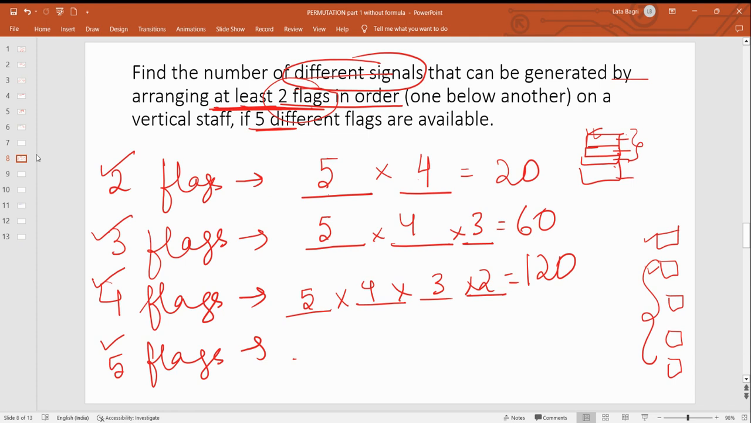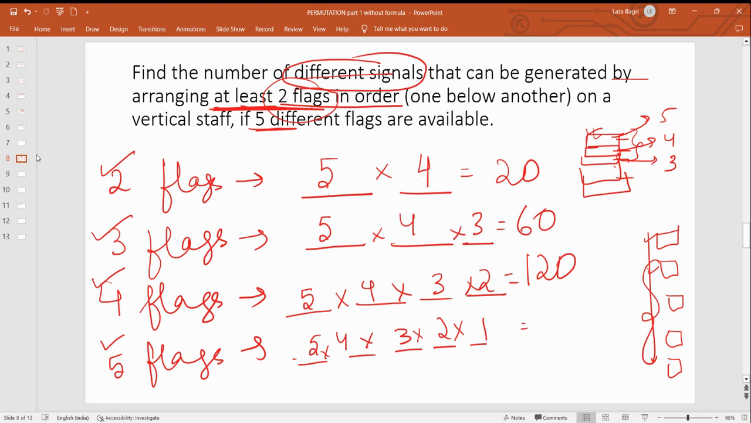And now if I'm selecting all five flags, so that means 5 into 4 into 3, the third, so see, if I'm selecting all five, so this can be selected in five ways. The second, I have four left. The third, I have three left, like that. Okay.